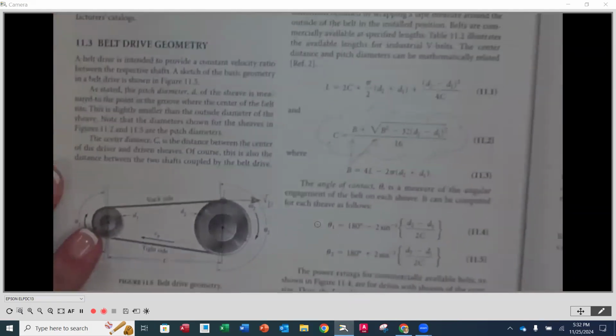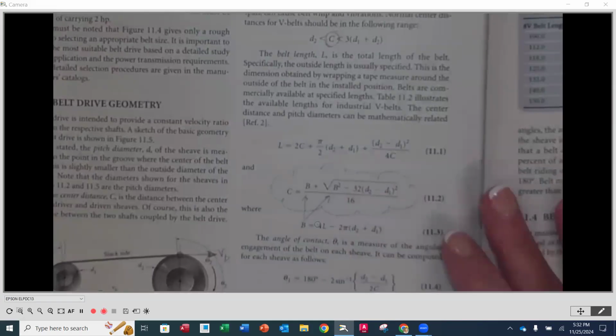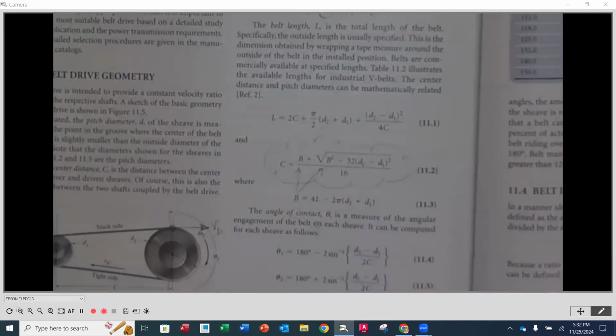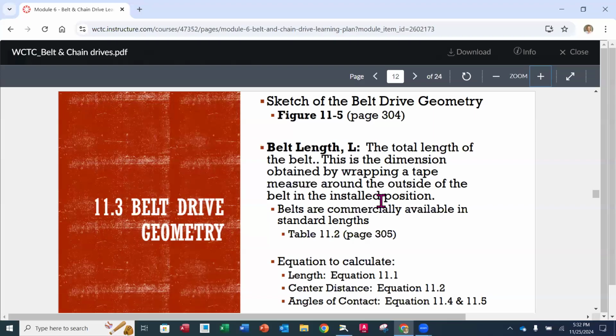Now, to determine the overall length of your belt, this is the equation for it, but we have to know our center distance. Our center distance is going to be the equation we see here. We will be using these equations when we start looking at some examples, so I'm not going to go into too much detail about them just yet because we will see them in application very soon.